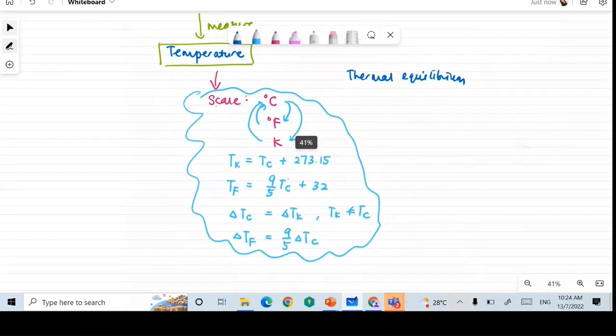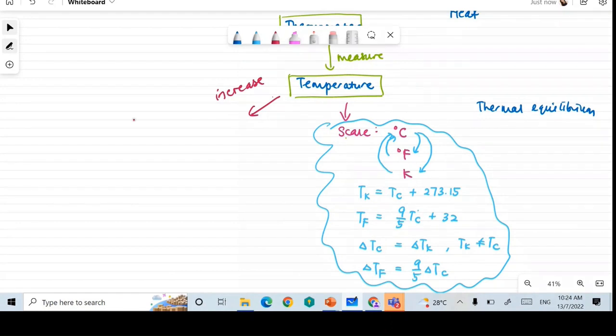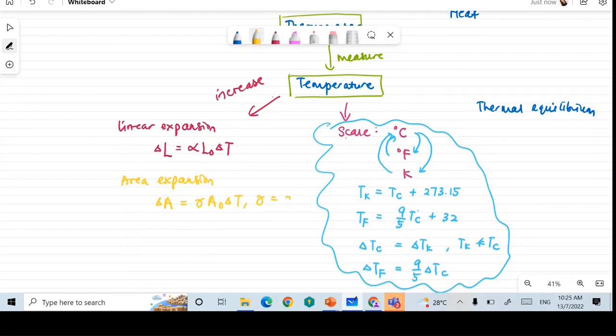Then after that, if the temperature increases, what happens? We have expansion. Expansion can be in 1, 2, and 3 dimensions. For linear expansion, the change of length is equal to alpha L naught delta T. We also have area expansion, where delta means a change. Whenever you see the symbol delta, we use the final minus the initial. So delta A is equal to gamma A naught delta T, where gamma is equal to 2 alpha.